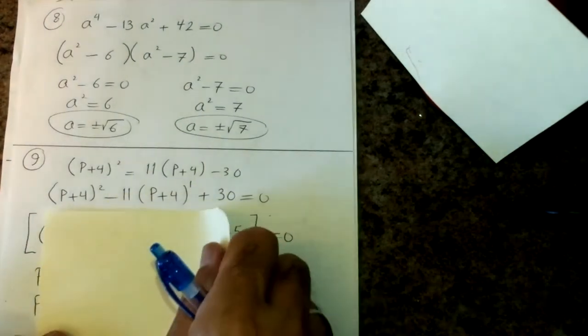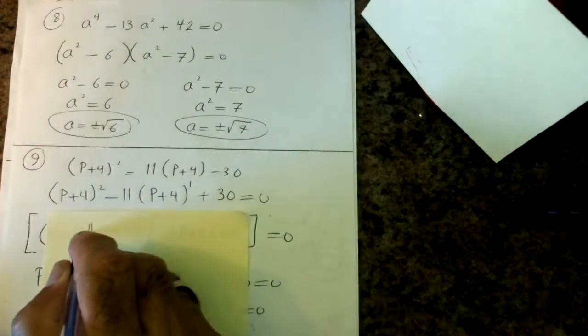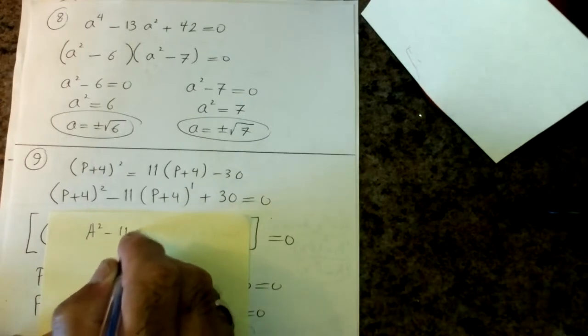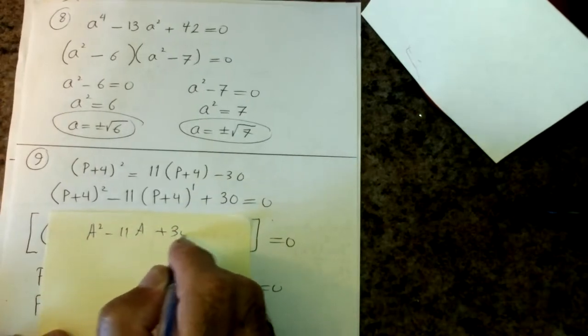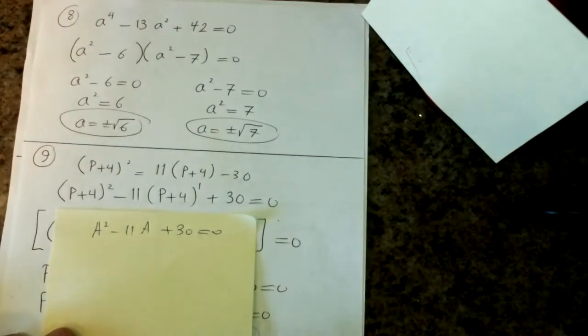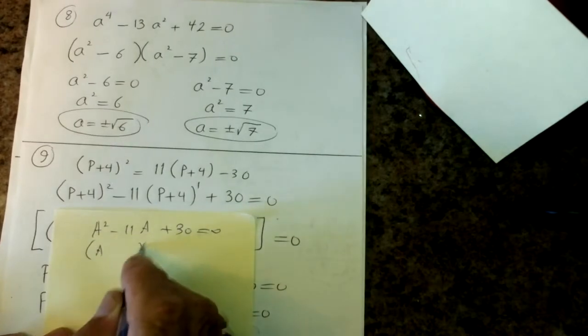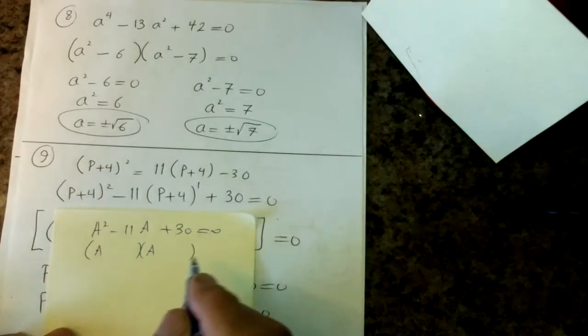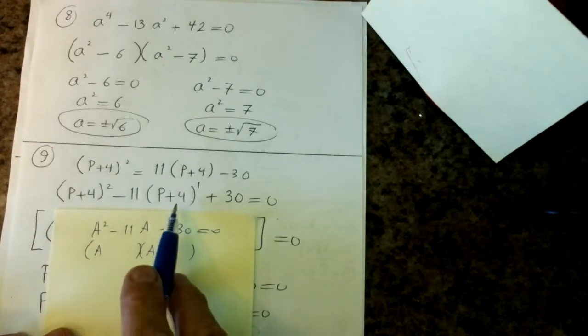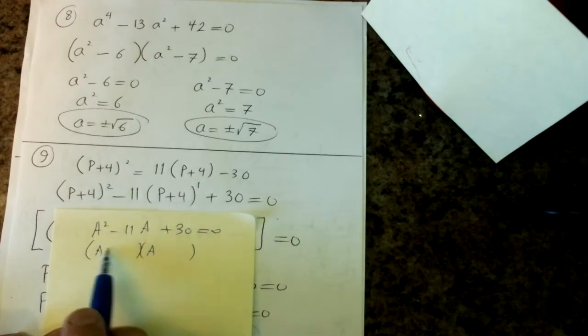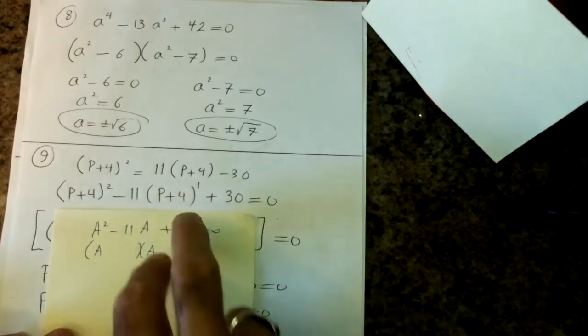Okay, so remember this part is like this. It's like A^2 - 11A + 30 = 0. It's very similar to that. You know how you put A, and then you find those two numbers? Same thing instead of A. See how we put the middle term here? You put P + 4.